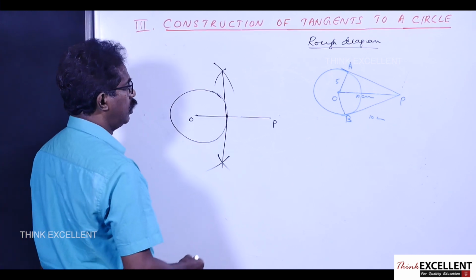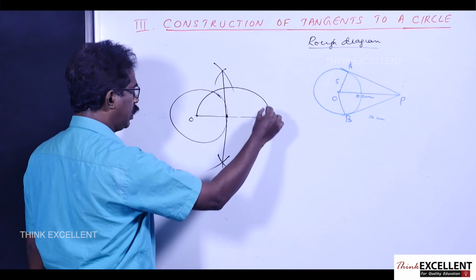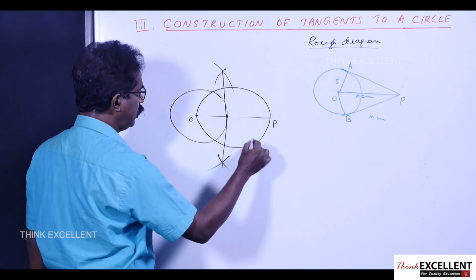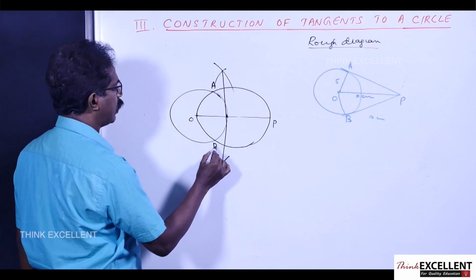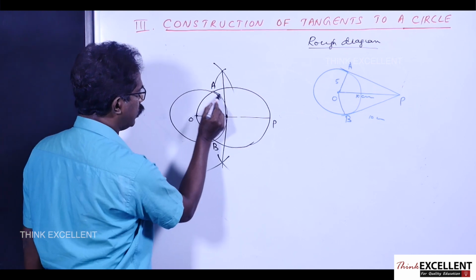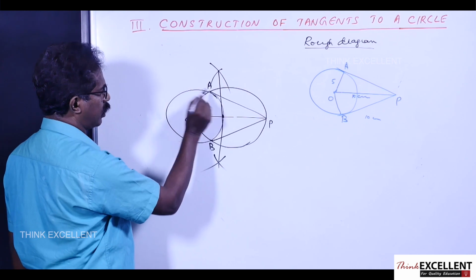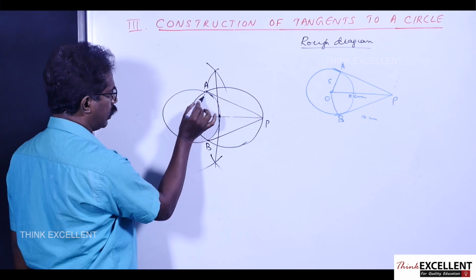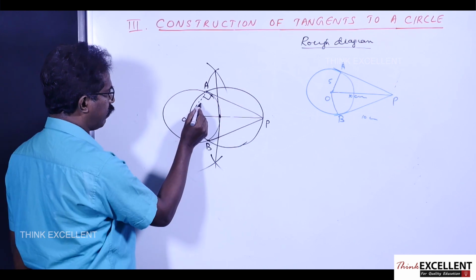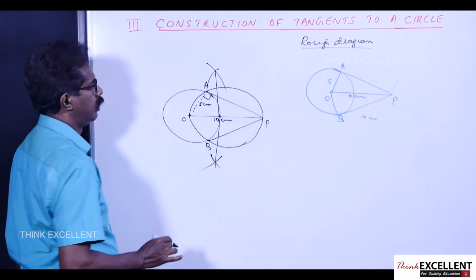Now what do? With this as center and this radius, you draw a circle. Both the circles are meeting at 2 points. Take one point as A, another point as B. Join these two. This is one tangent, this is another tangent. No need to extend it, stop here. And here some dotted line you write, draw, and this angle is 90 degree and this is 5 centimeter. This is 10 centimeter, okay.